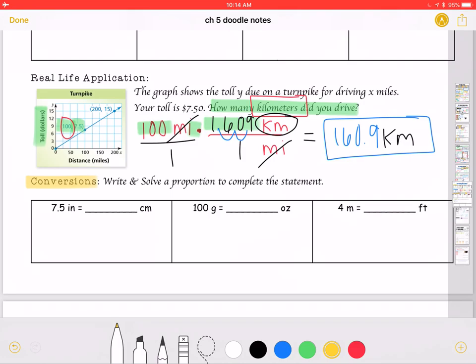So let's continue to practice. I have 7.5 inches. I want to know how many centimeters that is. So the first thing you always want to do is write down what you have. So I have 7.5 inches. Now I'm trying to get to centimeters, which you'll always be multiplying, and then now you set up that ratio.